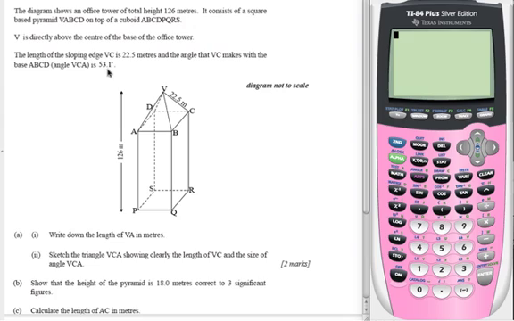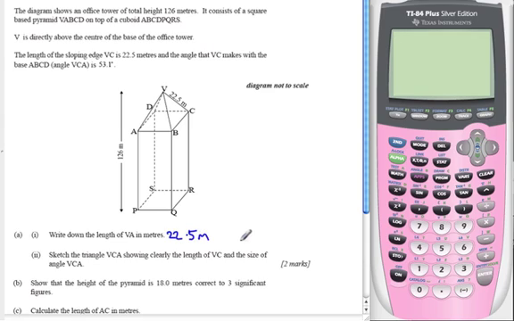is this angle here. Okay, so write down the length VA in meters. So if V is directly above the middle and the base is a square, then VA has to be just the same as VC. Okay, so that's just going to be 22.5 meters. Easy enough.